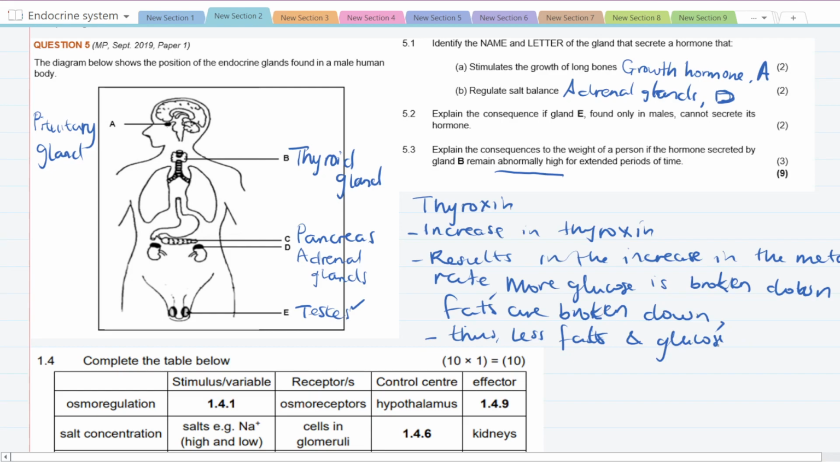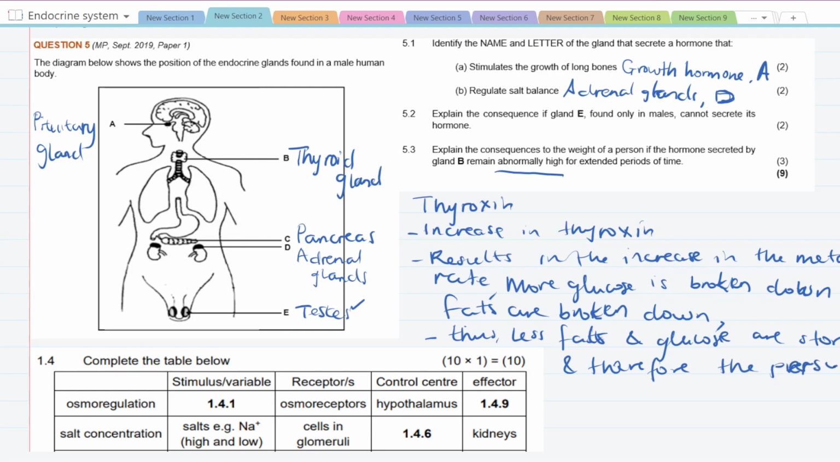This is point number 3. Less fats and glucose are stored, and therefore the person will lose weight.